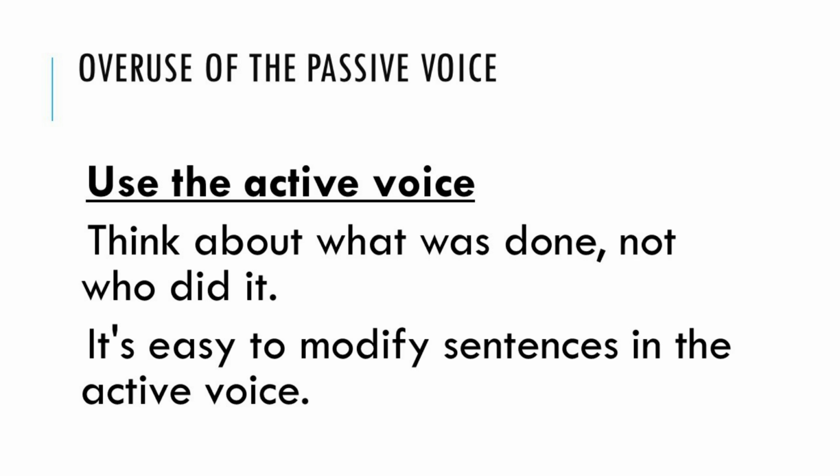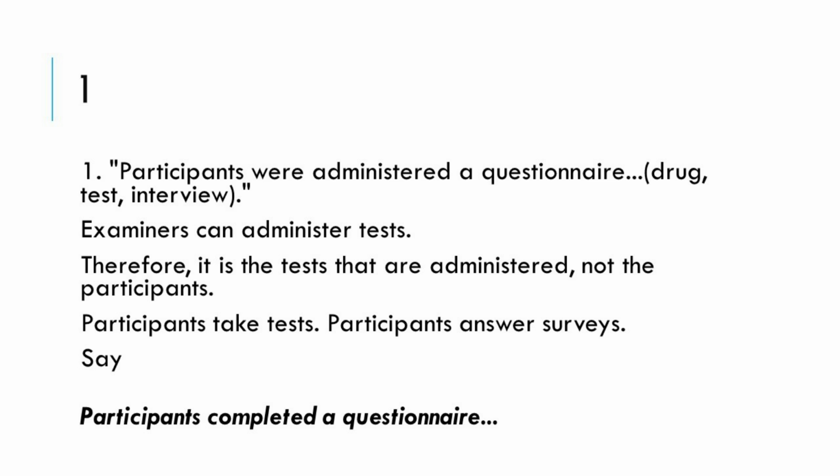Okay, for example, and this is an example in passive voice: participants were administered a questionnaire. All right, so examiners can administer tests. Think about that. When we say participants were administered, we're saying something that happened to the participants. That's the passive part. Now, examiners can administer tests. That's active voice. So we can say the examiner administered the test. We can say something like that, but this is not about the examiner. This is about the participant. So therefore, because it is the tests that are administered and not the participants, we would say participants take tests, or participants answer surveys. So say the participant completed a survey.